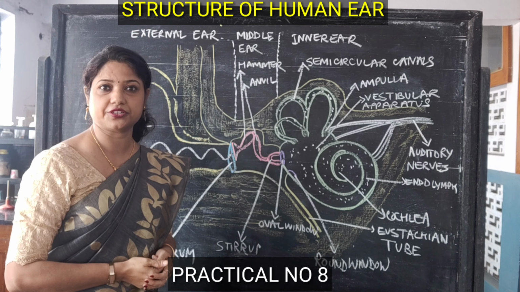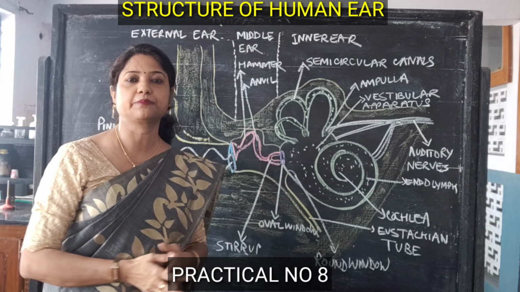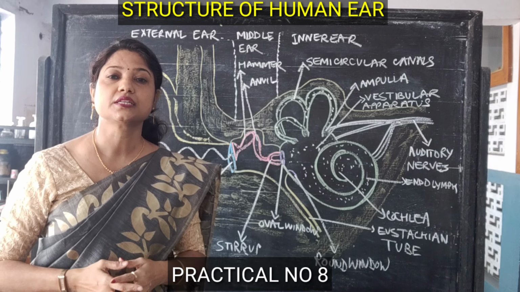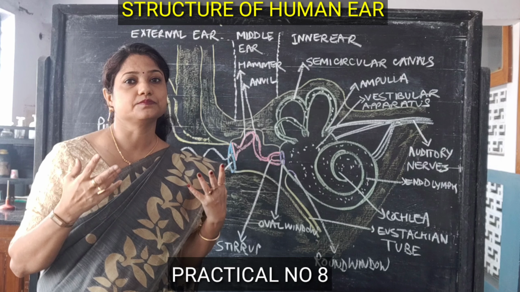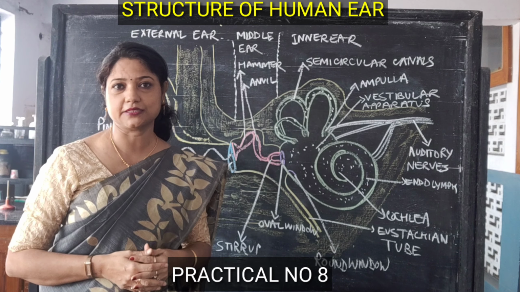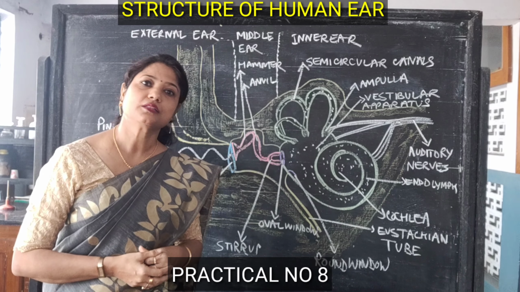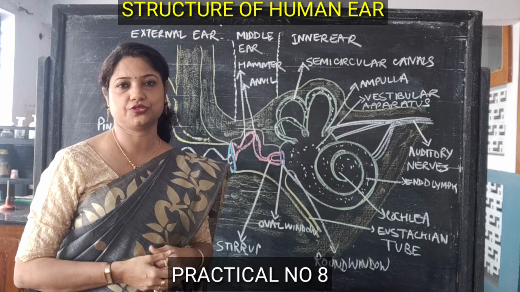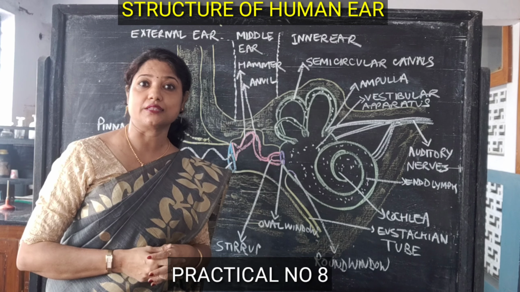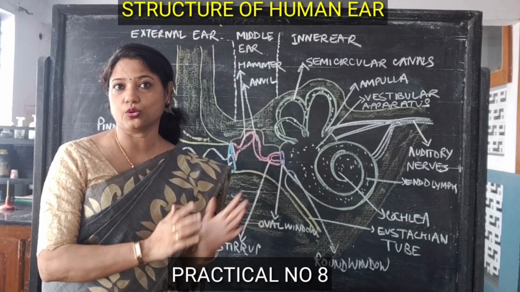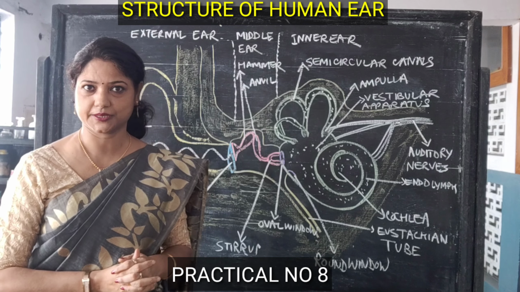The second function of the ear is to maintain balance. Children, there are two types of balance. One is called dynamic balance and another one is called static balance. Dynamic balance means the balance which is maintained by the body during motion. And static balance means the balance which is maintained by the body during the resting stage. So there are two parts in the inner ear, of which one controls the dynamic balance of the body and one controls the static balance of the body.